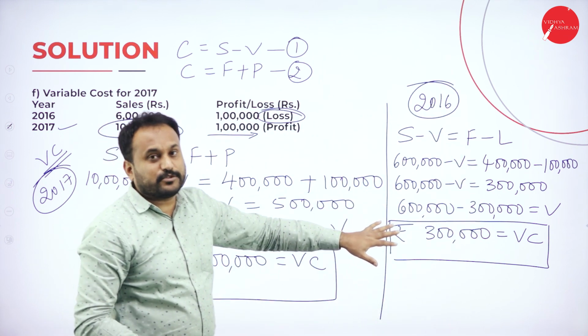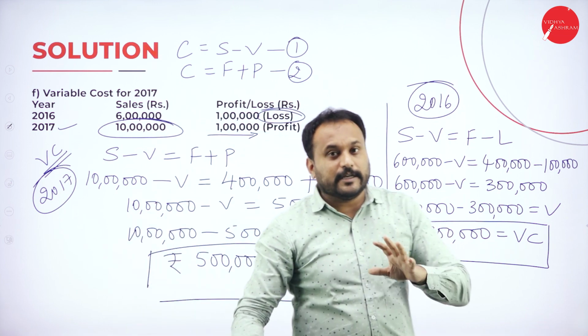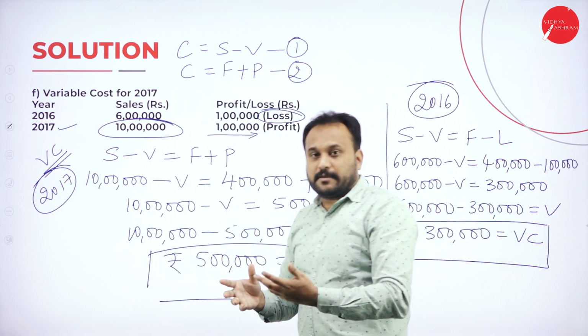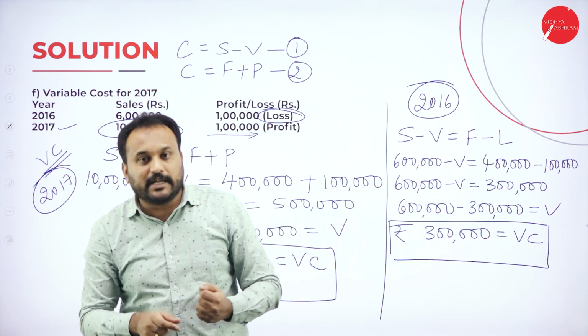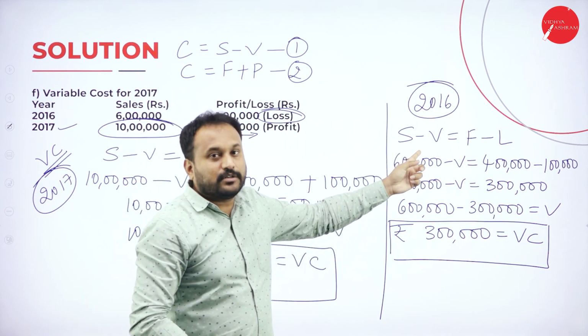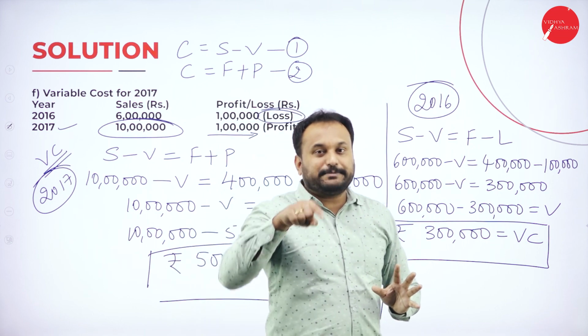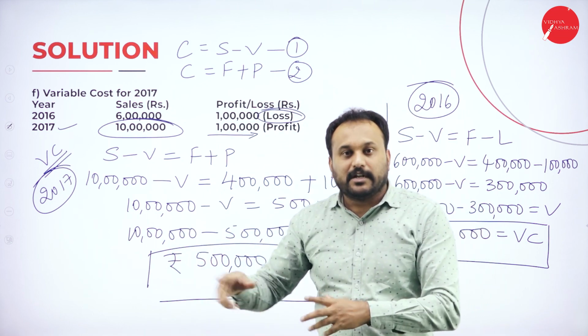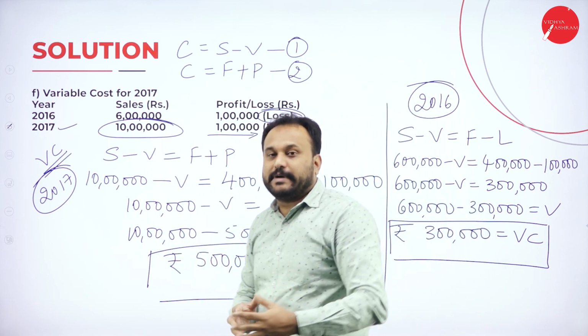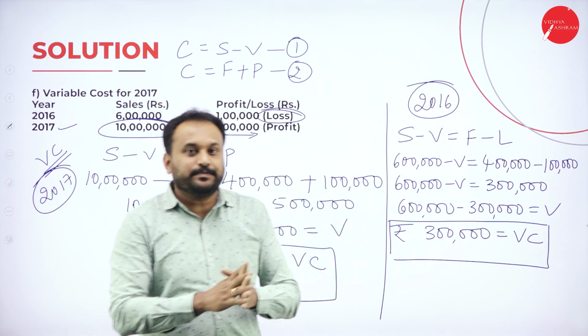This is how you are supposed to solve. If you get a loss kind of a thing, don't panic. The formula will change. What is the formula? S minus V is equal to F minus L. Usually it was S minus V is equal to F plus P. Now, because it is a loss, it is F minus L. This is what we are supposed to go with.